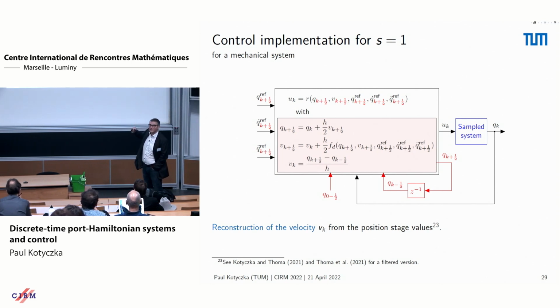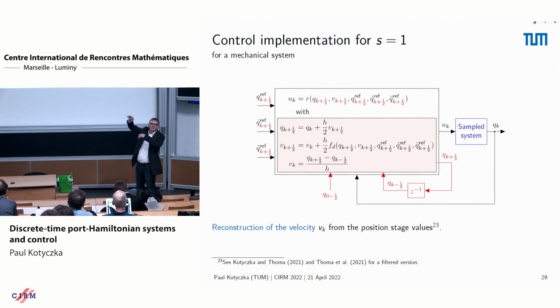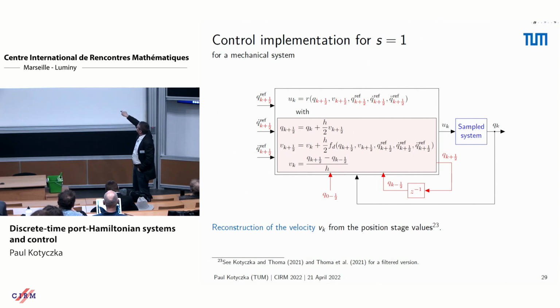If we do so, here for the implicit midpoint rule in a mechanical system, we have the same picture as before. Here's the sampled system with all this mechanism. We have the same control law we have derived. Only what we do is we substitute the arguments in the control law by the corresponding predictions. And the predictions can be done in this red box here. So the solution of a nonlinear system of equations, which we can do in every time step, and which we can do also if the order increases.